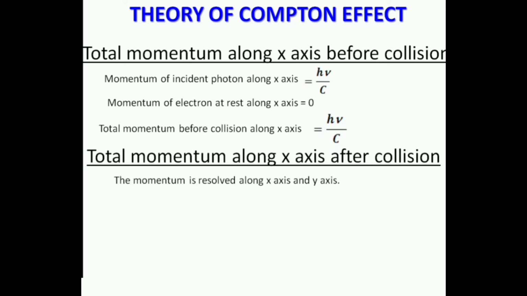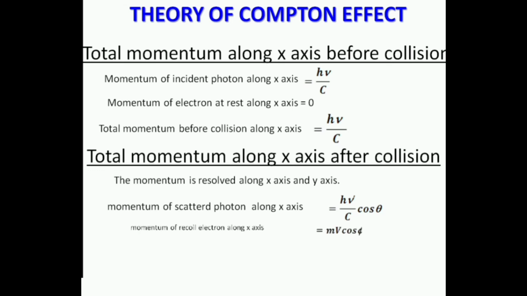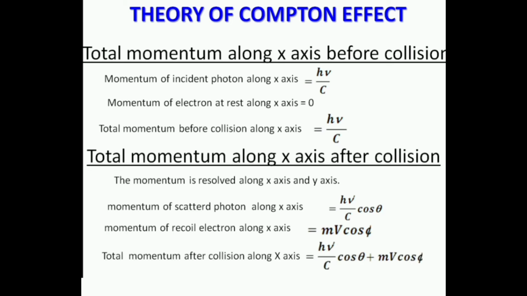Total momentum along the x-axis after collision. The momentum is conserved along the x-axis and y-axis. So the momentum of the scattered photon along the x-axis is h nu prime upon c cos theta. The momentum of the recoiled electron along the x-axis is mv cos phi. Total momentum after collision along the x-axis is h nu prime upon c cos theta plus mv cos phi.